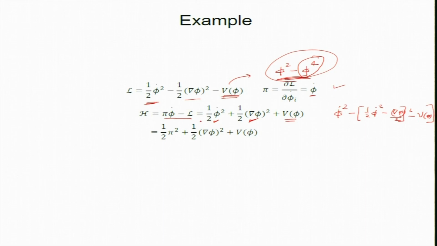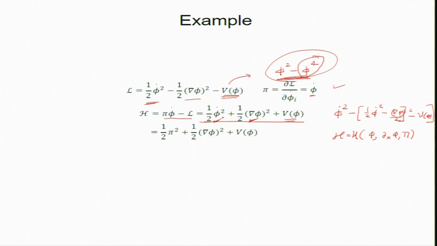So I hope it is clear, but this is not yet the Hamiltonian, because the Hamiltonian should be a function of phi, this one, and the potential, sorry, the momentum density.